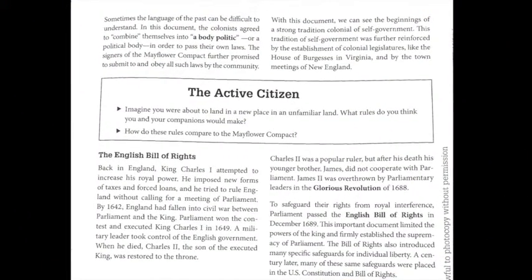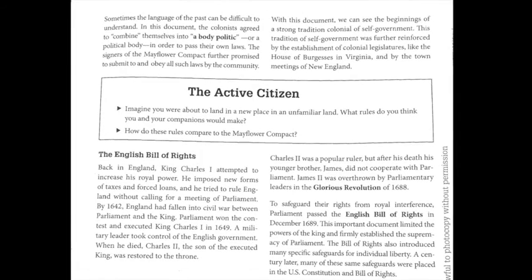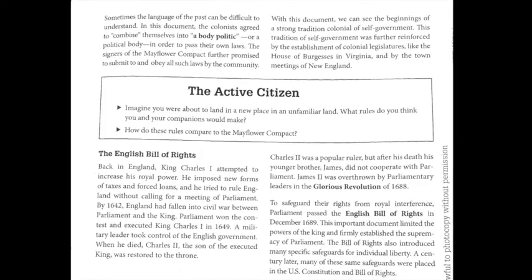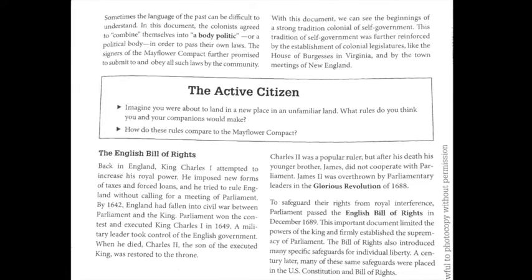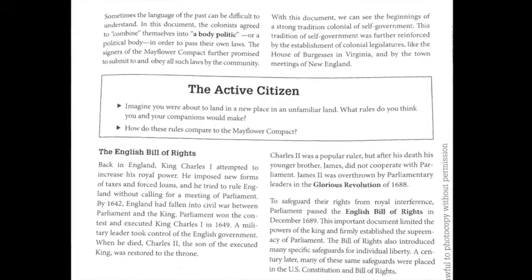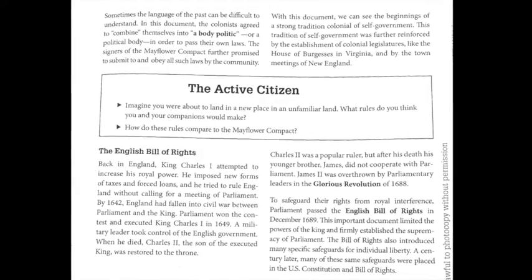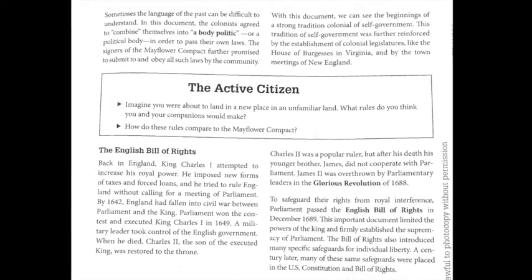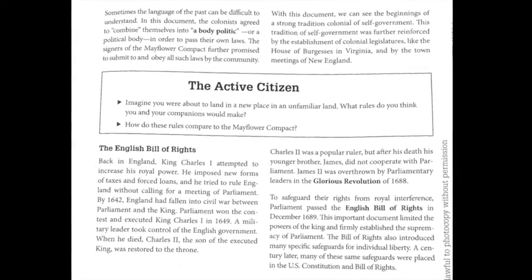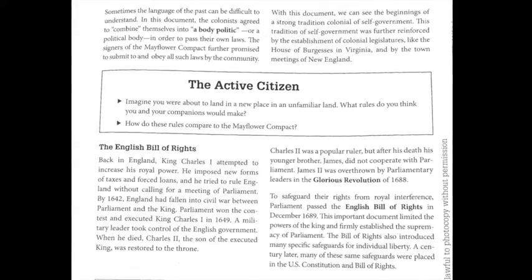Page 7. Sometimes the language of the past can be difficult to understand. In this document, the colonists agreed to combine themselves into a body politic, or a political body, in order to pass their own laws. The signers of the Mayflower Compact further promised to submit to it and obey all laws by the community. With this document, we can see the beginnings of a strong tradition of colonial self-government.